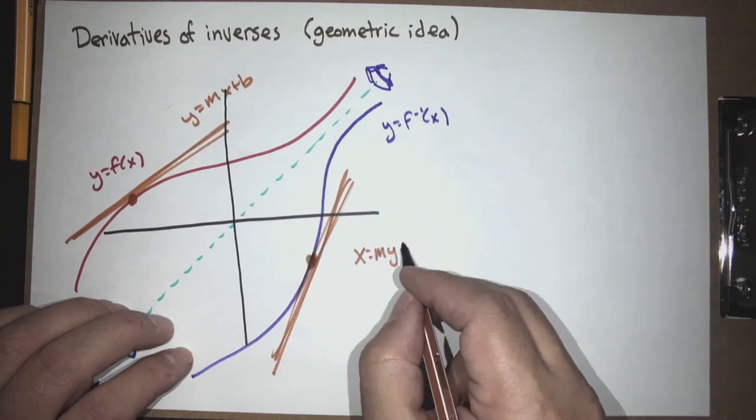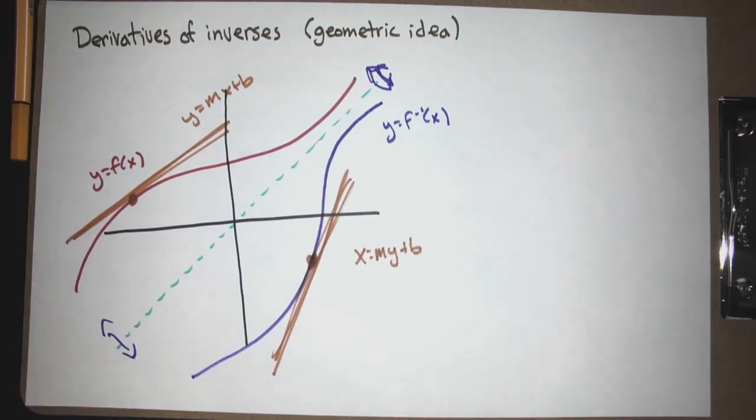x equals my plus b. Because you swap the role of x and y. That's what happens when you go across, when you take that mirror image across the line y equals x. You swap x and y.